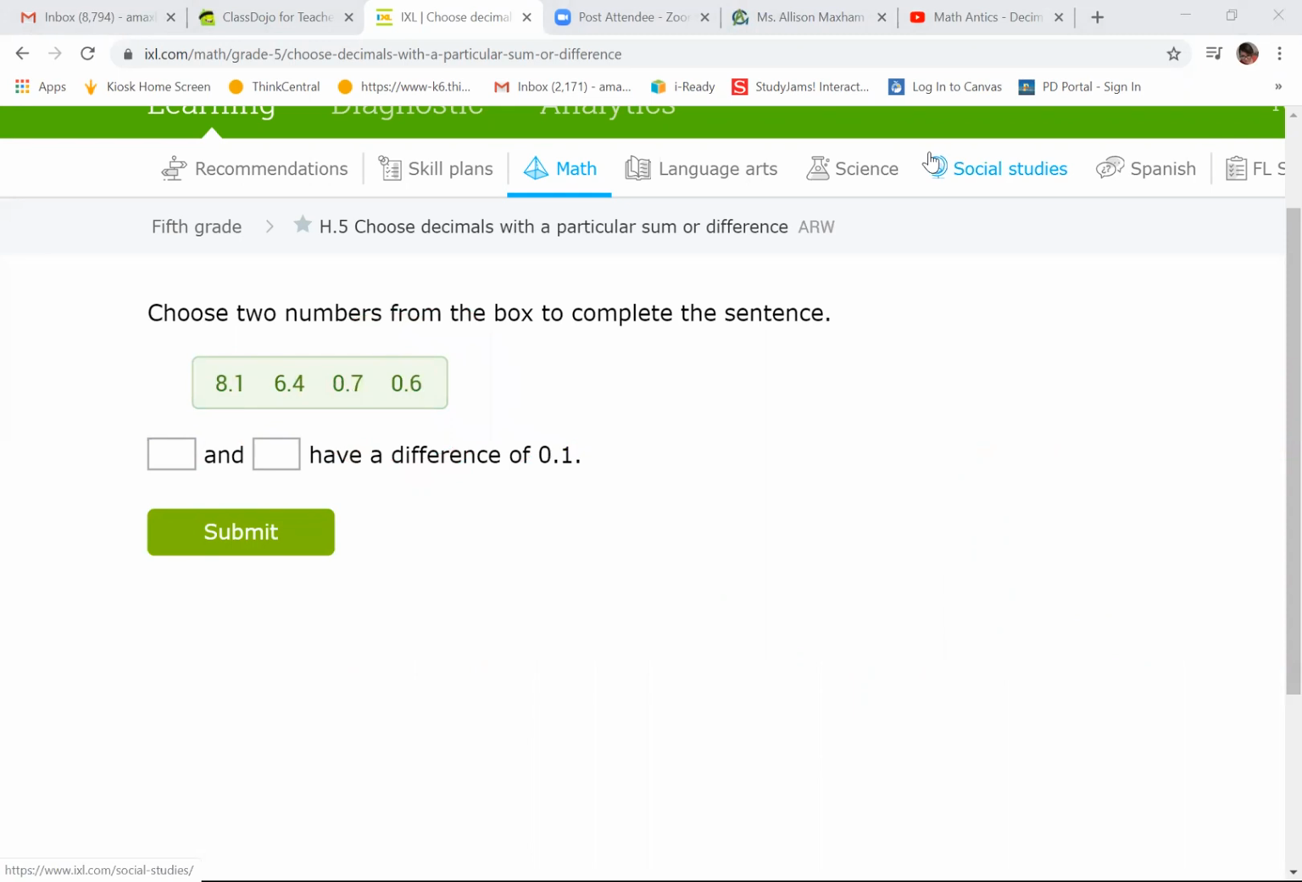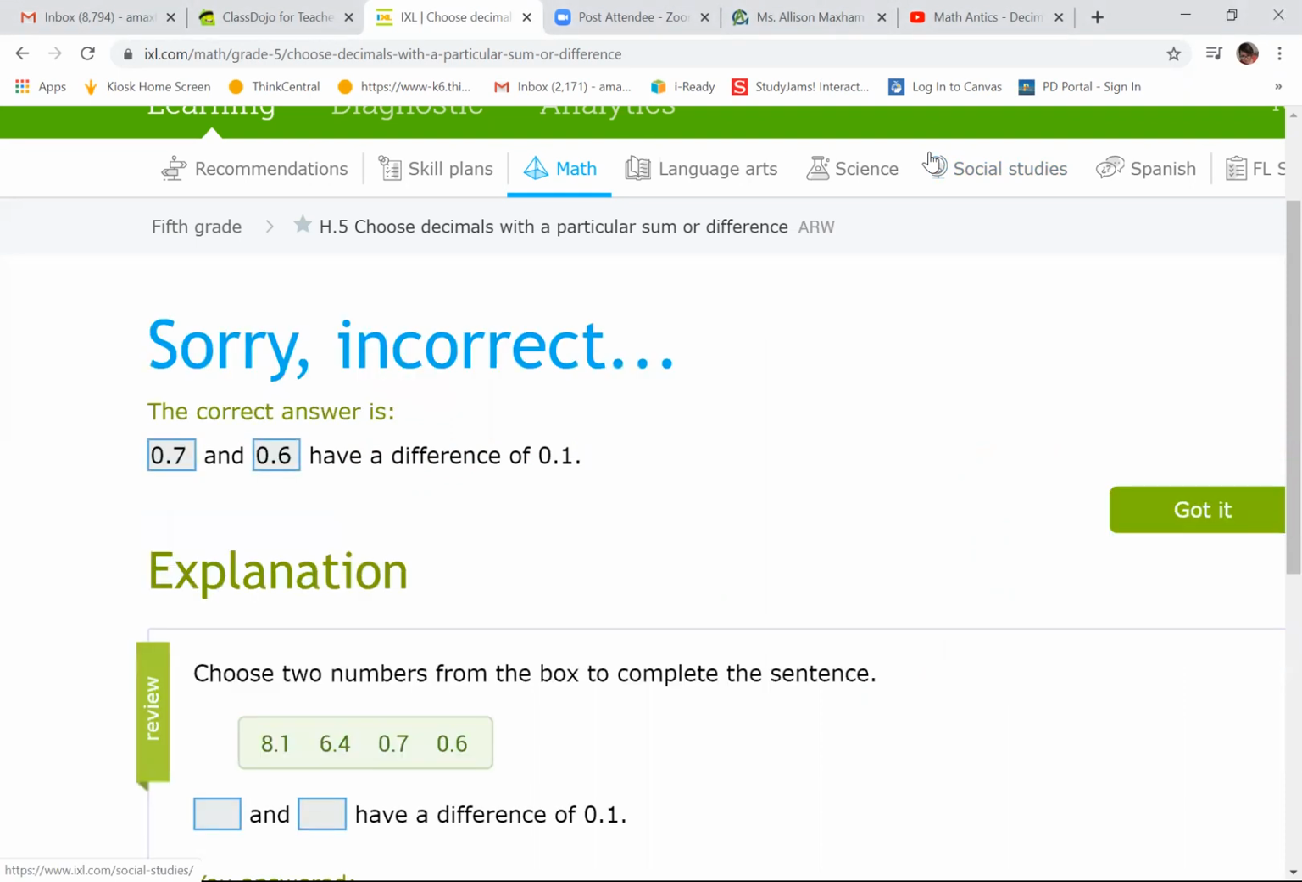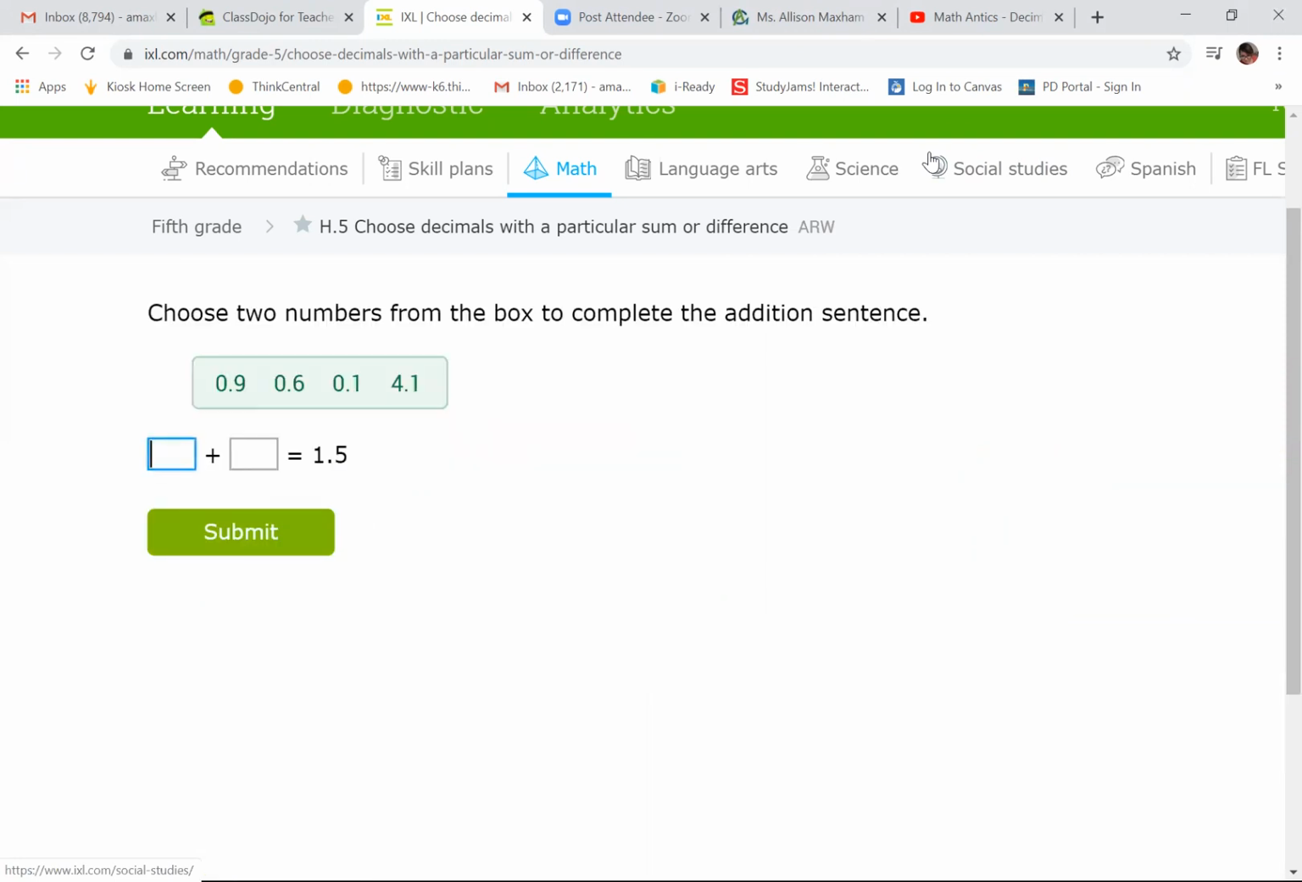All right, pause the video and see. Oh, no, don't pause the video. Stop it. Not yet. Okay, there we go. Now you can pause the video and see what you can find as the two missing addends.